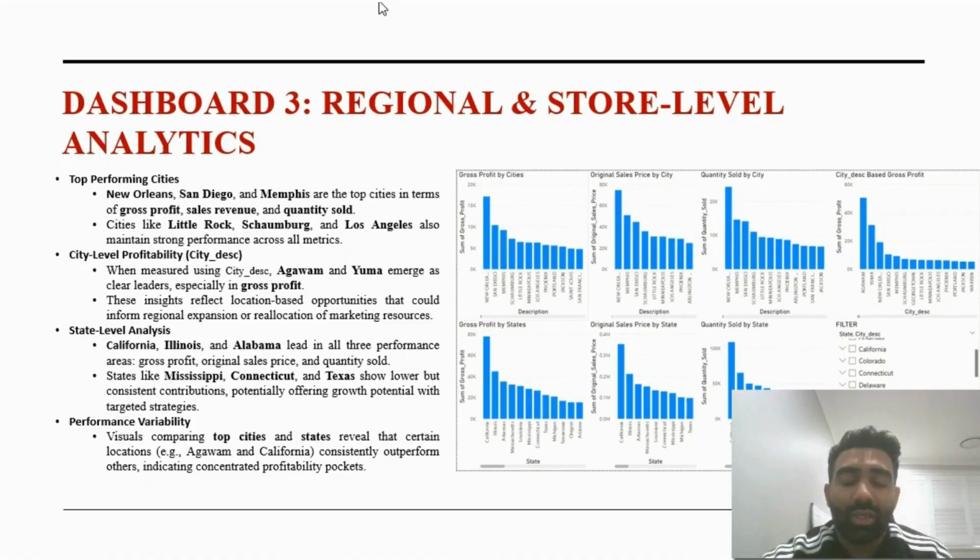According to the state-level analysis, California, Illinois, and Alabama lead in all three performance areas: gross profit, original sales price, and quantity sold. States like Mississippi and Texas show lower but consistent contributions, potentially offering growth potential with targeted strategies. According to the bars and dataset, we can also measure performance variability, which shows that certain locations like Agawam and California consistently outperform others, indicating concentrated profitability pockets.